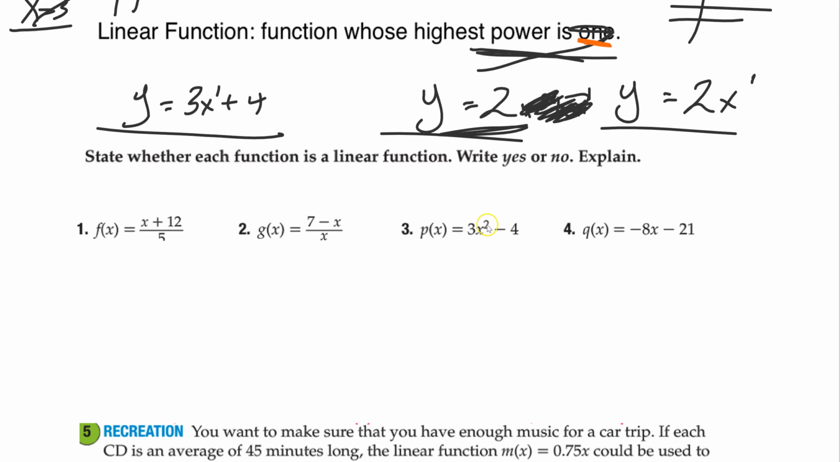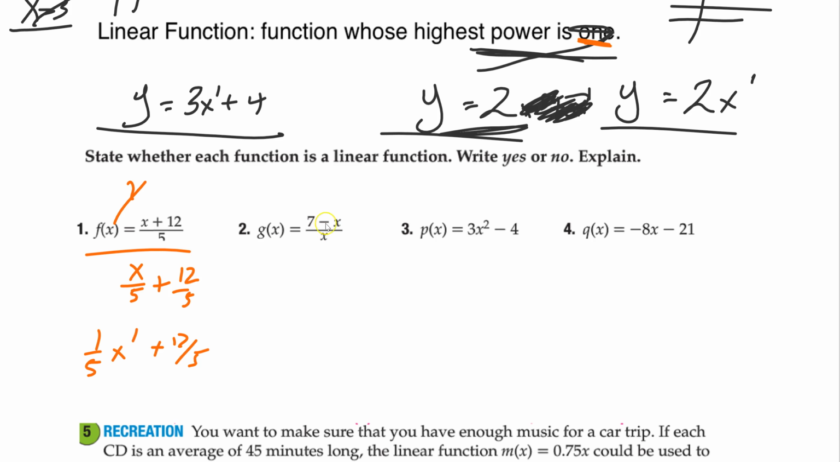Anyway, real quickly, let's do some examples. Here, we could break this up to make it a little easier. This is x over 5 plus 12 over 5, or if you want, 1/5 x plus 12 over 5. And yes, it's a linear function, the highest power is 1. So yes.